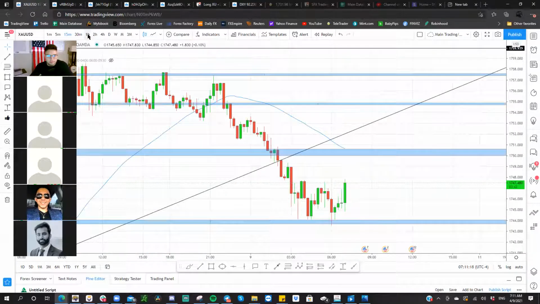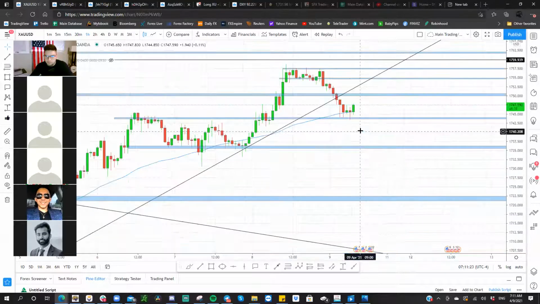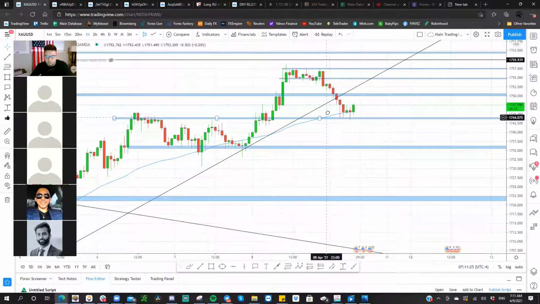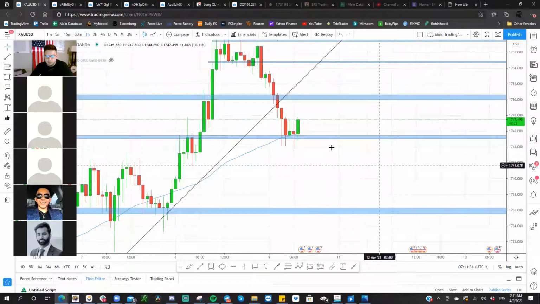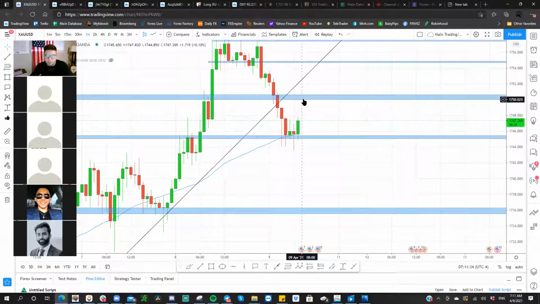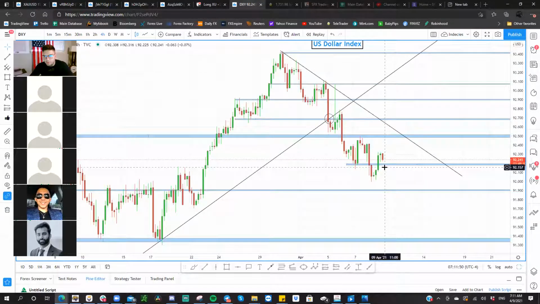Let's see gold. Gold forming a support. I like this. Come right back up to this area, 1750. I'm gonna paper trade this. Price should be coming right up here to retest this bullish trend, then maybe continue down. But let's see, DXY is on its way down as well. So gold should be coming up.